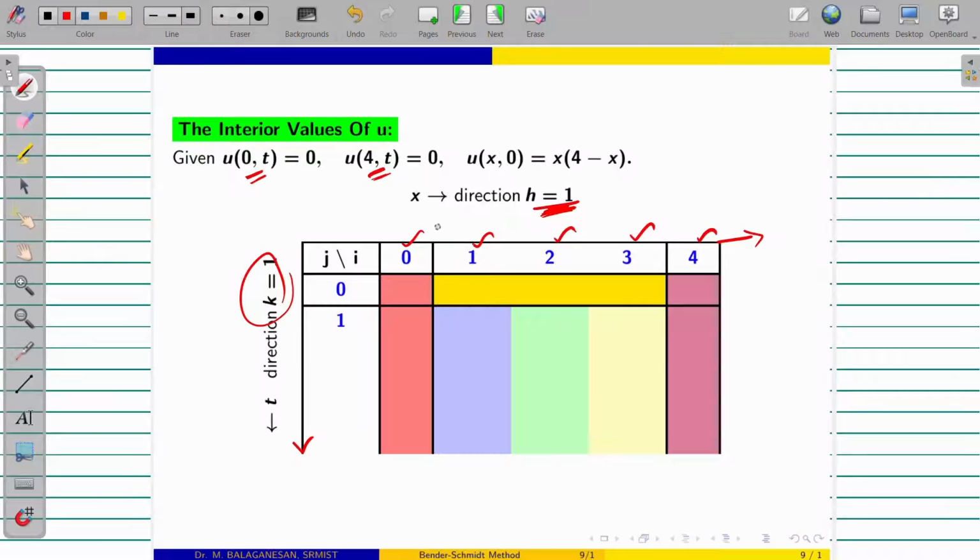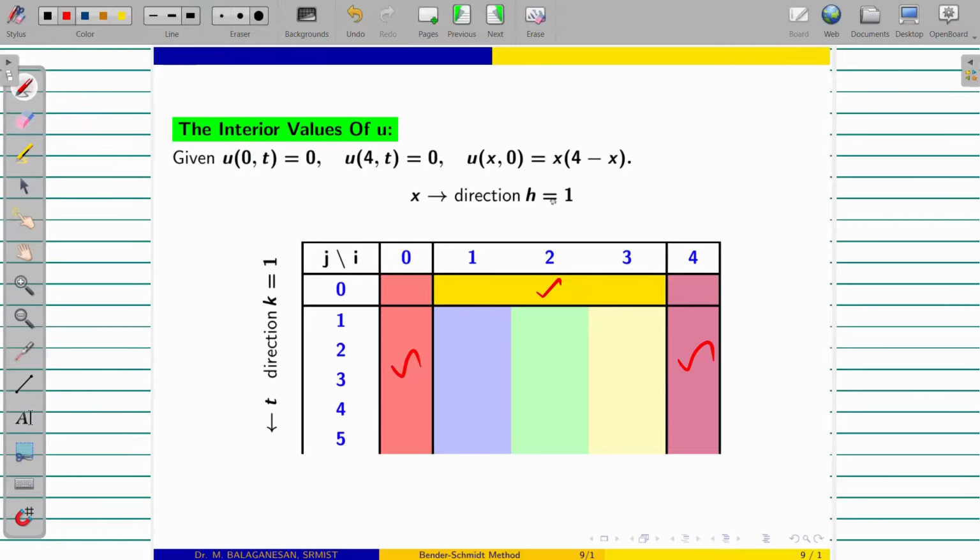And what about the t direction? In the t direction, it is going to vary with k equal to 1. T starting from 0 only. So 0, 1, 2, 3, 4, 5. Up to 5 seconds they asked us to find. That's it. Is it clear, guys? For your understanding purpose only, I have given different colors. This color represents one boundary condition, this color represents another boundary condition, and this color represents the initial condition. I mean, two boundary conditions and one initial condition will be there.